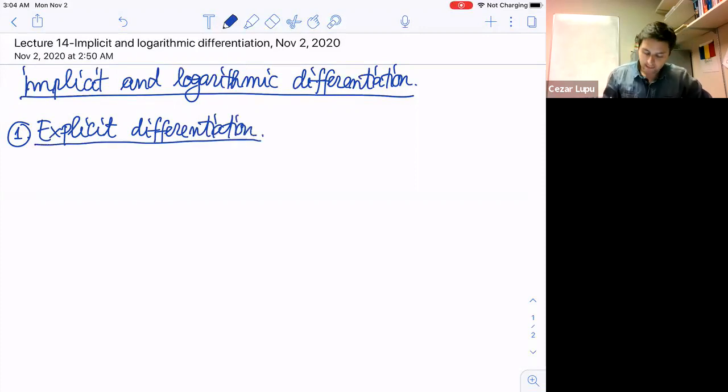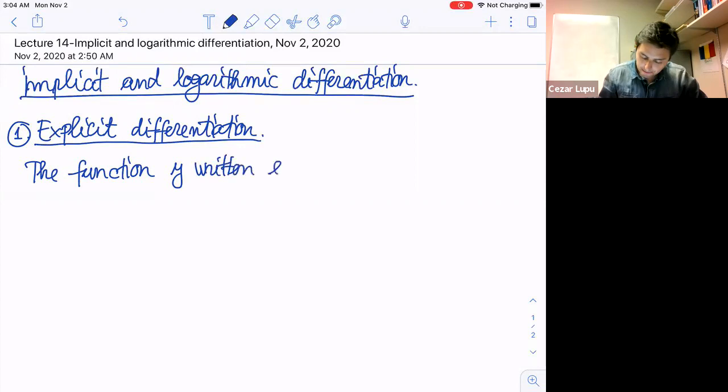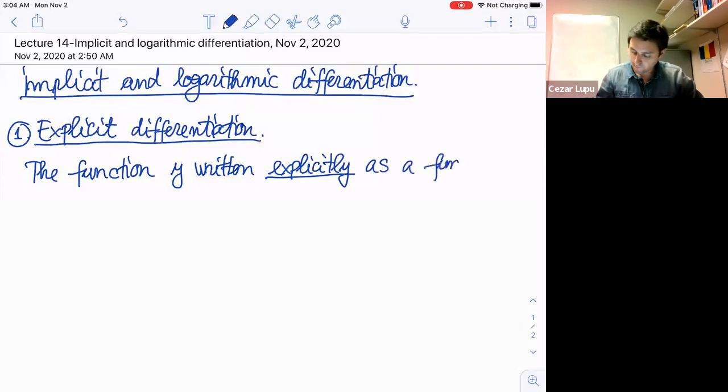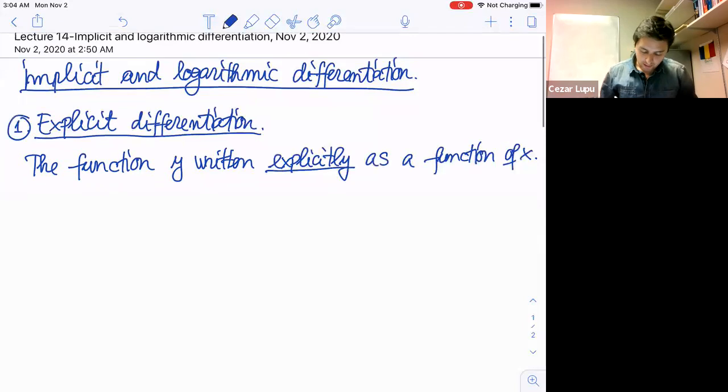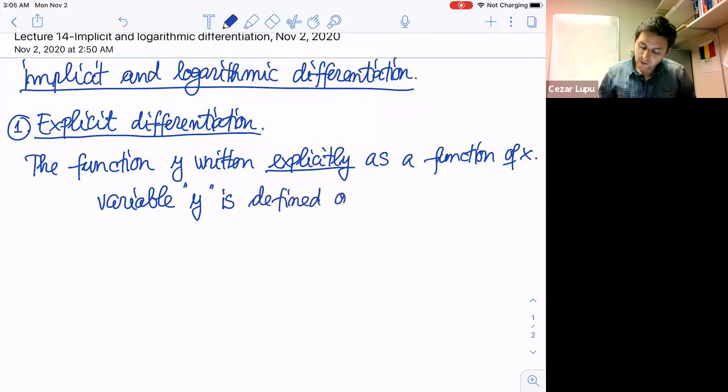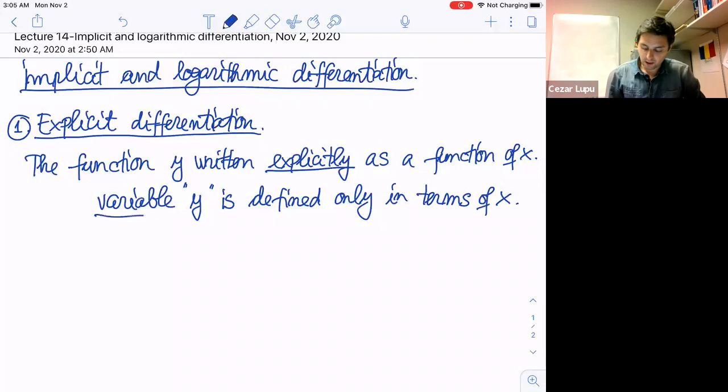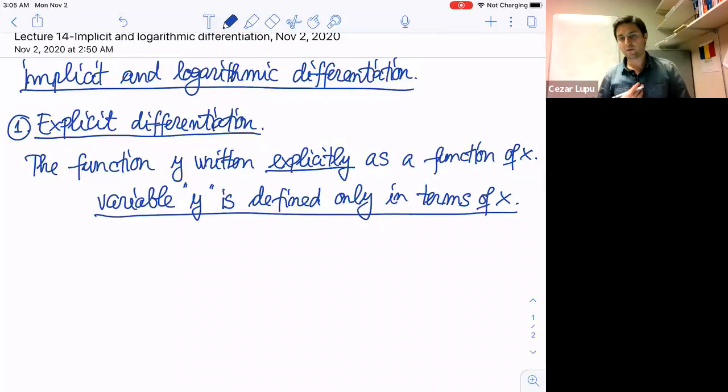Okay, now let me say that the function y, and you will see that this y is a function of x, but let's write it, y written explicitly, and let me emphasize this word explicitly, as a function of x. And we say here that the variable y is defined only in terms of x. So that's a very important thing to know. In terms of x. So keep this in mind. You will see that this will be very important when we take derivatives of such things.